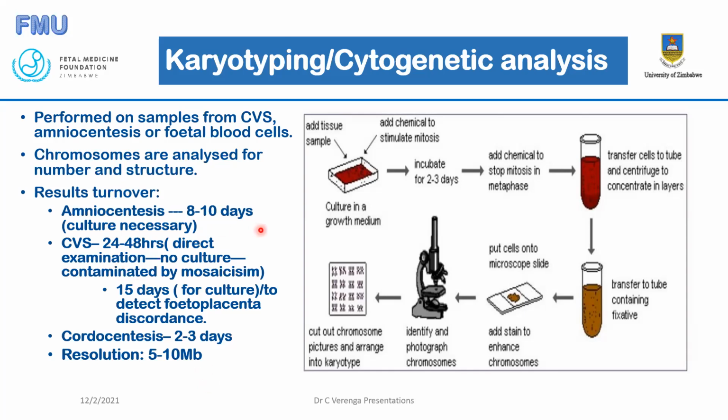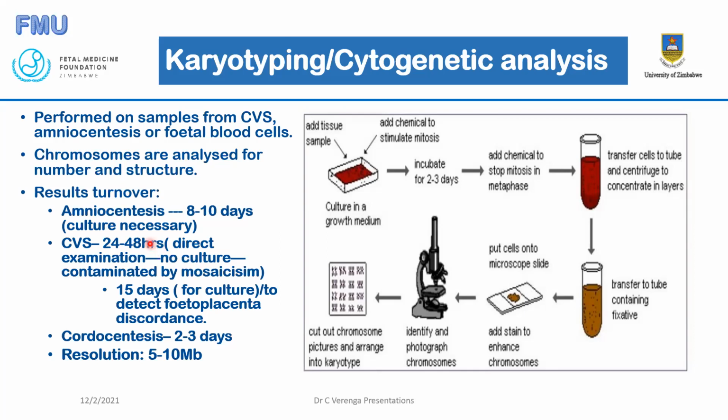In terms of the turnaround time, normally the procedure turnaround time is 8 to 10 days, but in our situation, we normally get our results after 14 days because of the transportation issue to South Africa. Then the CVS sample, if CVS is done, because the cytotrophoblast cells already have a high mitotic index, they already have a lot of cells at the metaphase phase, so it is possible to just quickly spin them, poison them and rupture the cells and analyze directly.